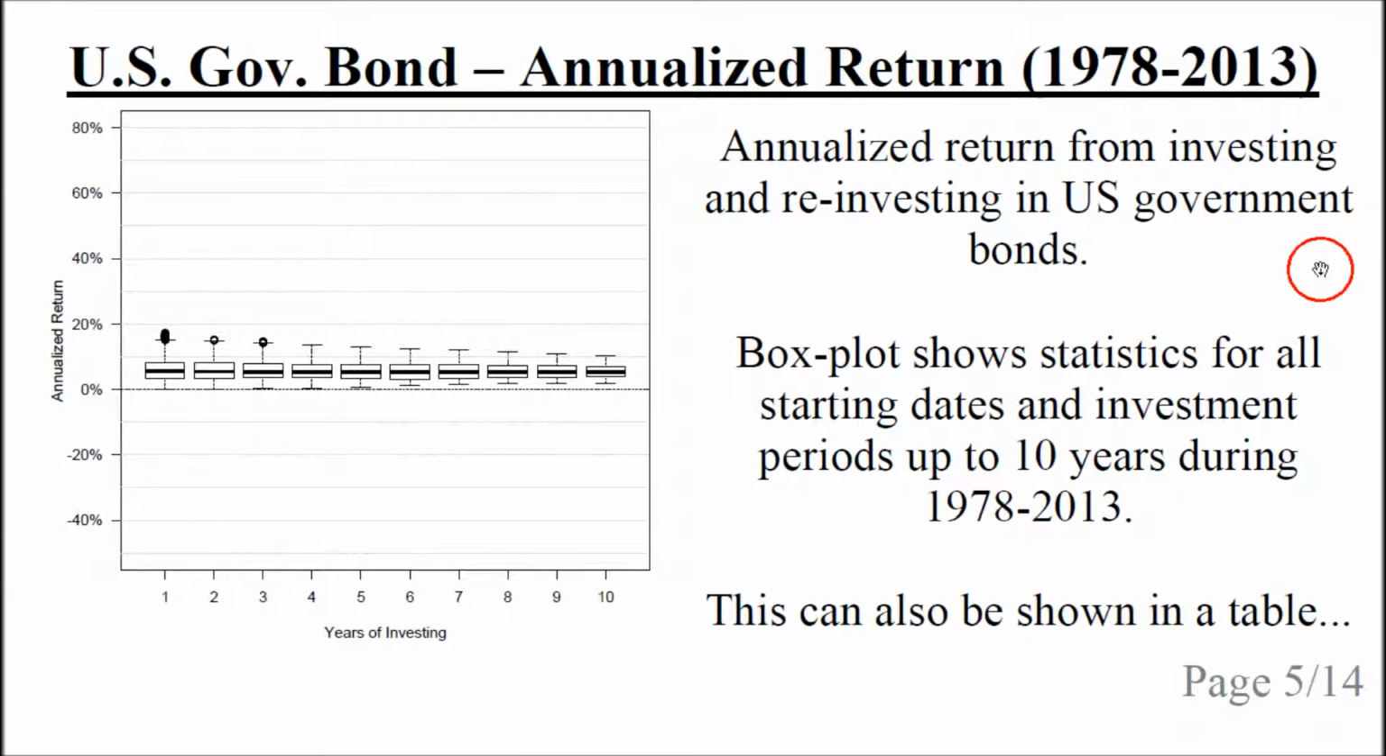So let us consider all possible starting dates and investment periods up to 10 years during the years 1978 to 2013. This is a box plot that shows statistics for the annualized returns depending on the years of investing. In this case, the spread is quite low for the annualized returns, so it is a bit difficult to see in this plot, and I will describe the box plot on another slide in more detail. This can also be shown as a table instead, where it's easier to see.